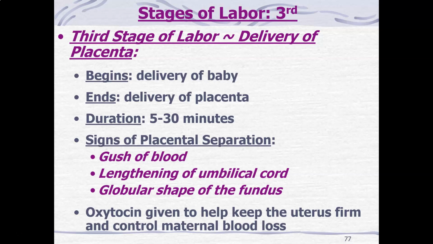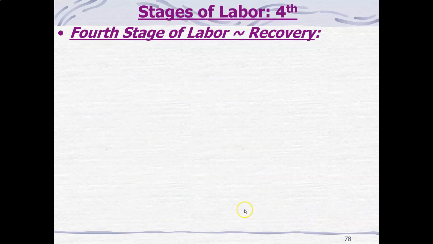How do we know when the placenta is separating? Well, we may see a gush of blood. The umbilical cord will lengthen as the placenta is separating. What we see outside of the vaginal canal will get longer, and we'll have a globular shape to the fundus as the placenta separates. Oxytocin is given via IV or IM possibly to help keep the uterus firm and control maternal blood loss.